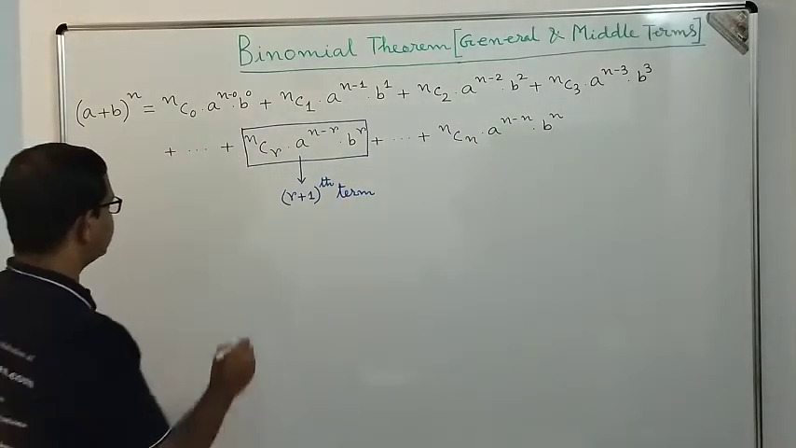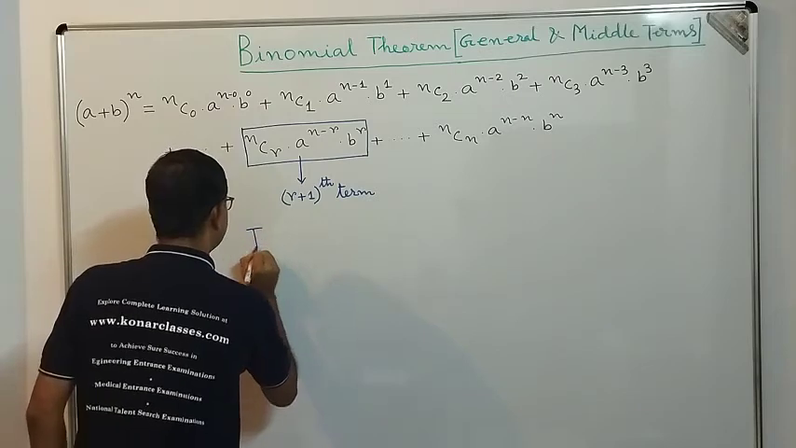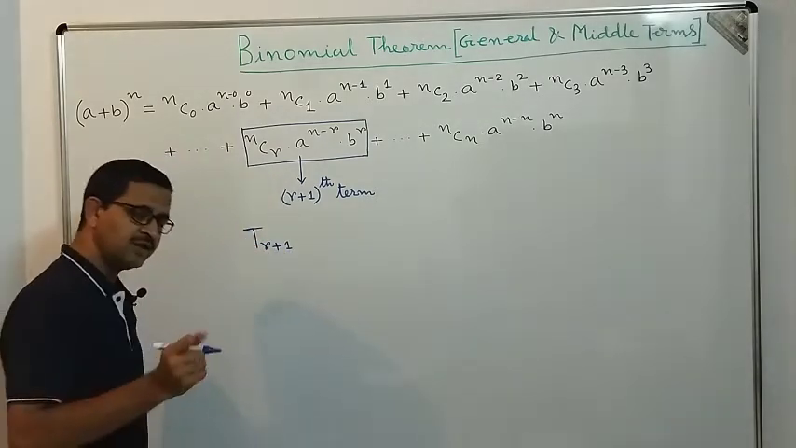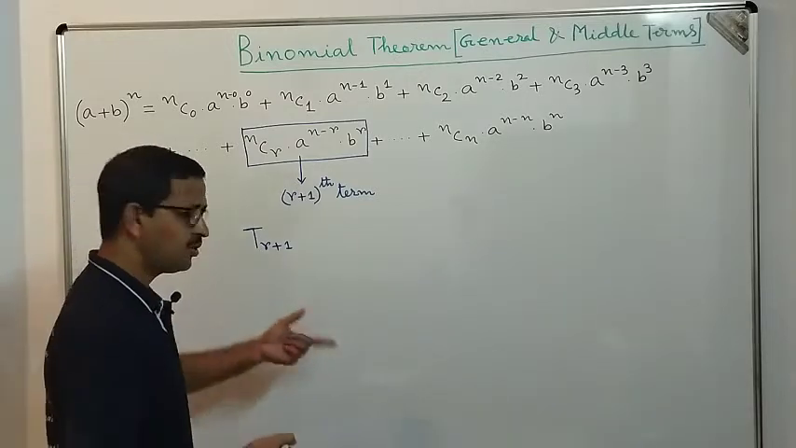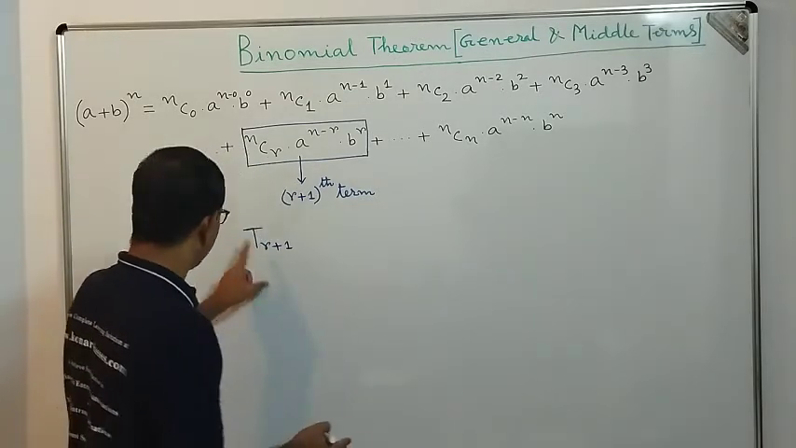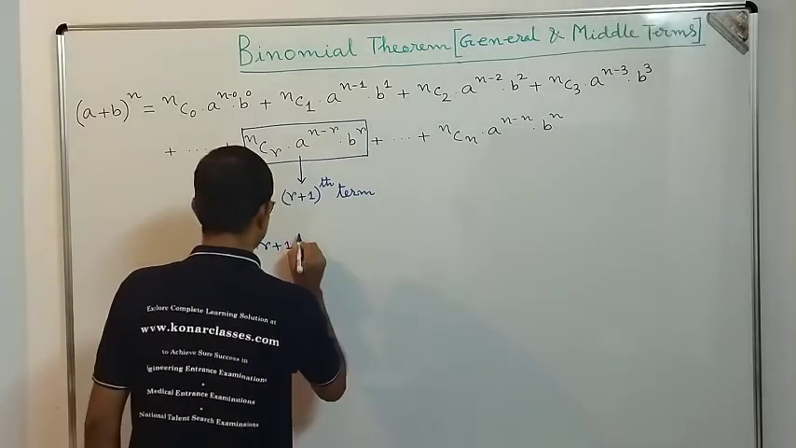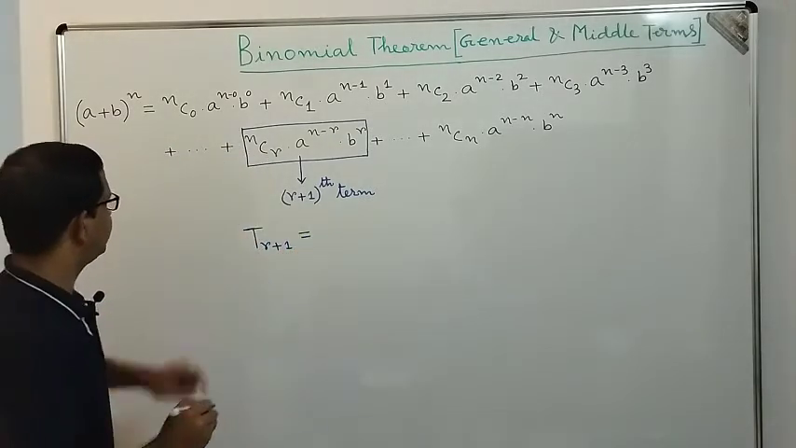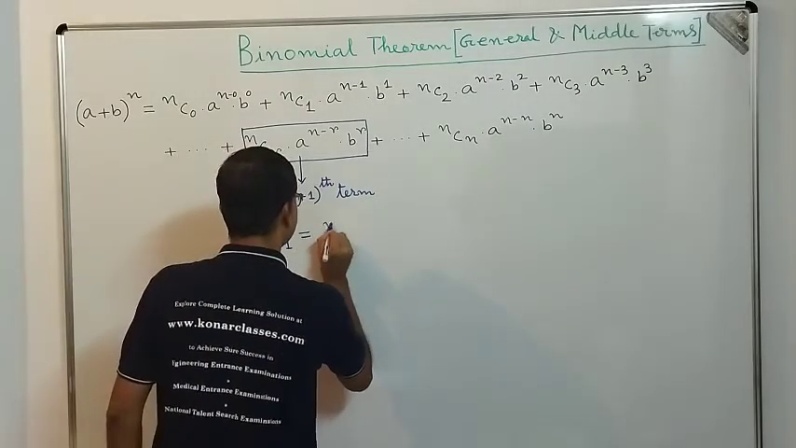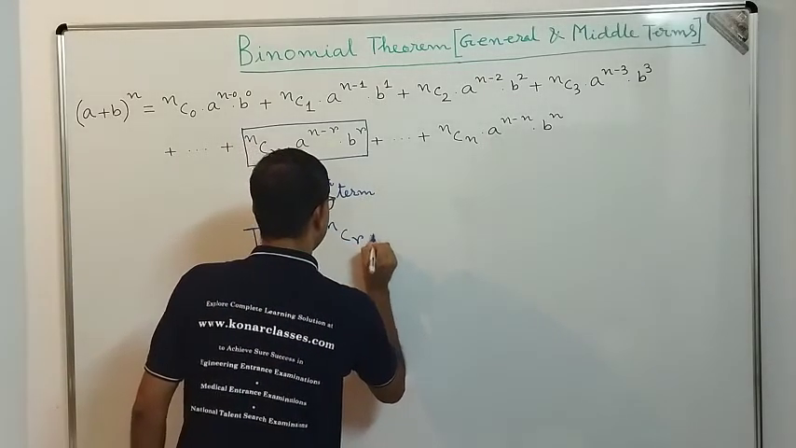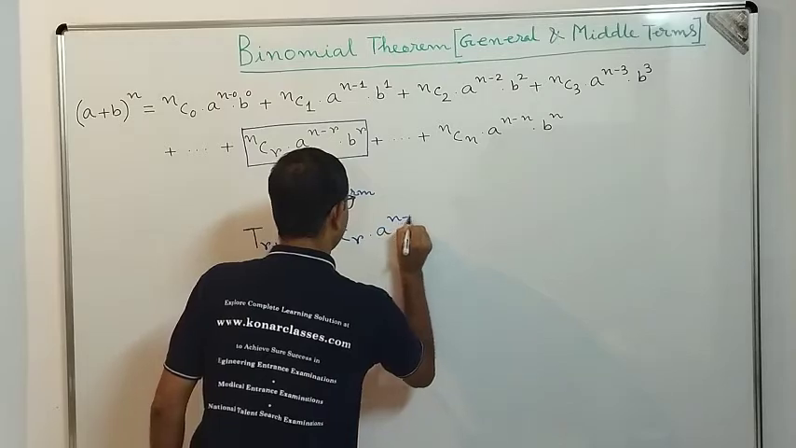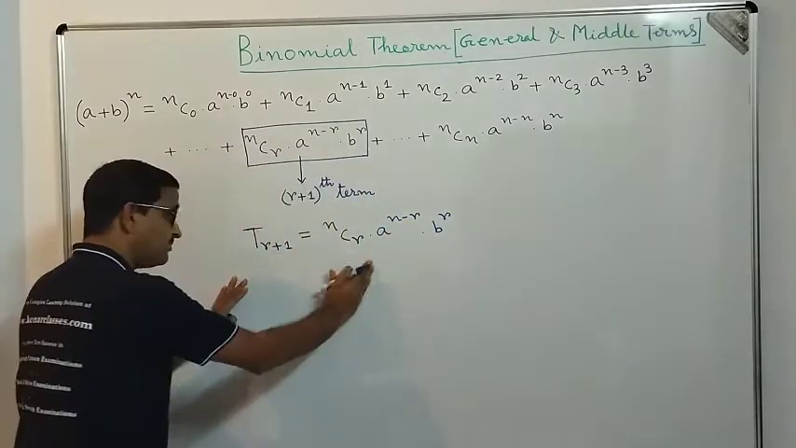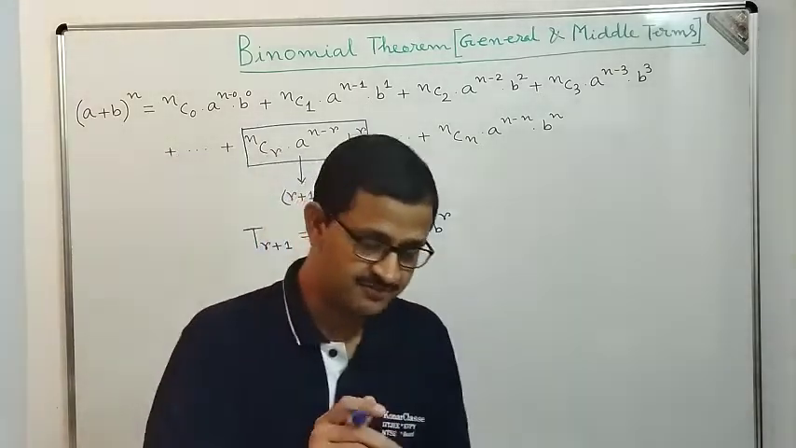So the (r+1)th term we generally denote by capital T(r+1), or uppercase T(r+1), or lowercase t(r+1). It is up to you. So let me write that uppercase T(r+1). What is this? This is equal to nCr into a^(n-r) into b^r. This term is known as the general term.